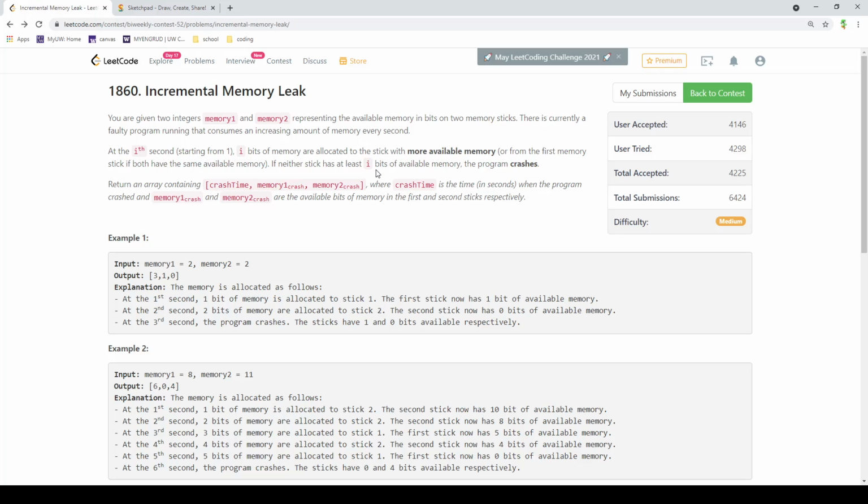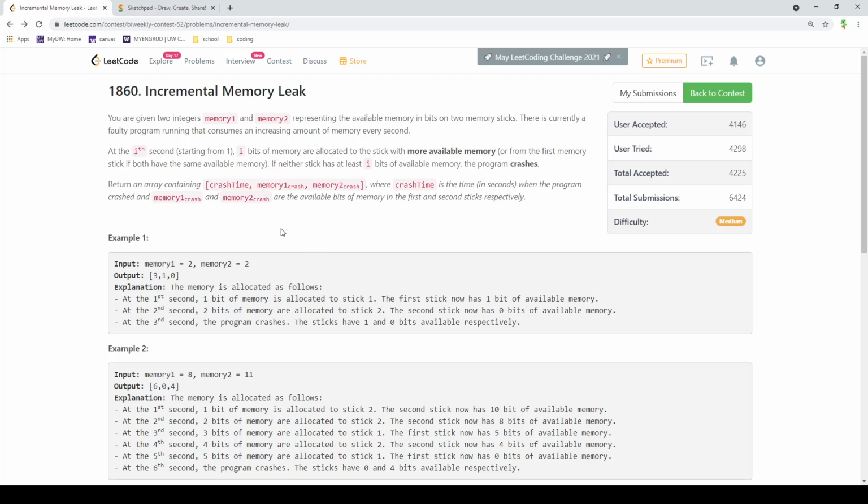i bits of memory are taken up from the stick with more memory, okay? And if they have the same, it's taken from the first memory. So once neither stick has the amount of memory that's needed, the program will crash. So at the first second, 1 bit of memory will be taken from the stick with more memory, or from stick 1 if it's equal. And then at the second second, 2 bits of memory are taken away, and so on.